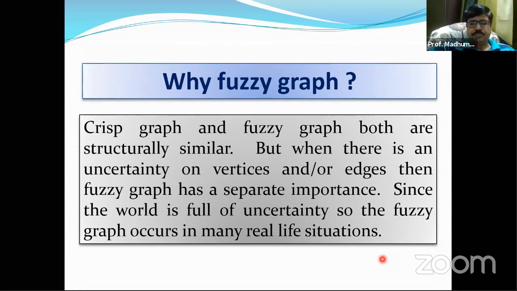By fuzzy graph, see that the fuzzy graph and our conventional graph both are the same. Structurally both are the same. But when there is an uncertainty on vertices and on edges, then there is a separate graph theory, and this particular graph theory is called the fuzzy graph theory. When uncertainties occur on the vertices and on the edges, then we consider the fuzzy graph theory. Otherwise, the crisp graph is sufficient. If there is no uncertainty, there is no role of fuzzy mathematics or fuzzy graph theory. If there is a particular type of uncertainty, then we use fuzzy mathematics.